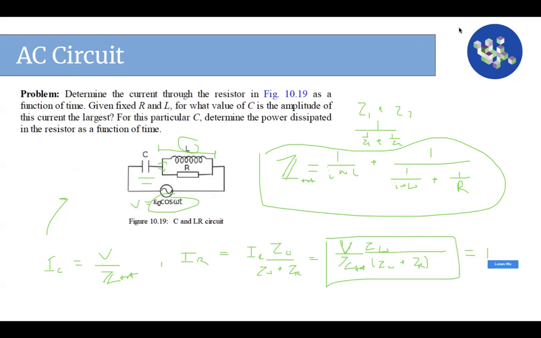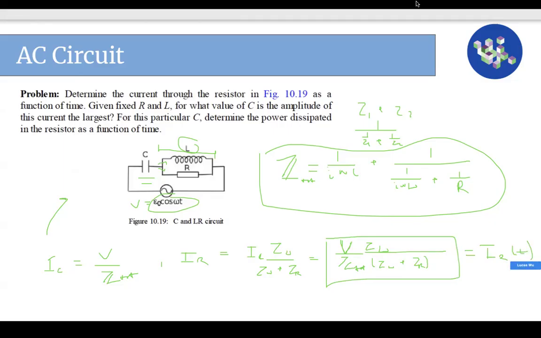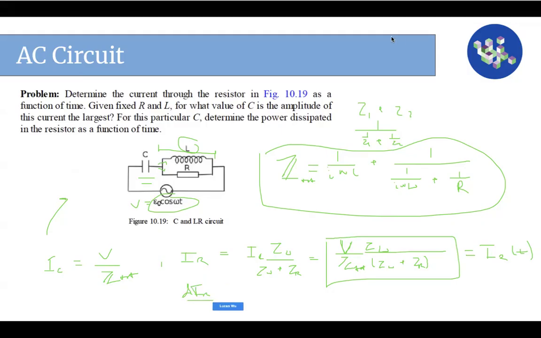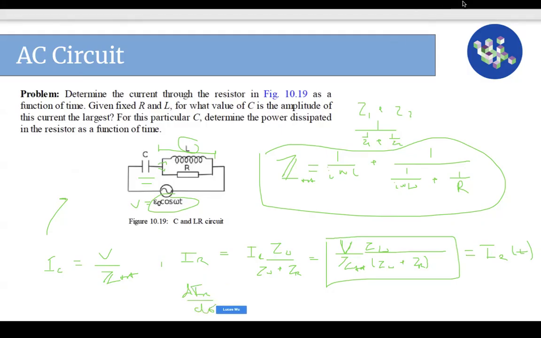And then this is going to be equal to your current through the resistor, so the current through a resistor as a function of time. And then if you want to find when it's at a maximum, you can just say that it will be at a maximum when dIR over dt equals 0. And then you'd expect the current to be at its maximum.